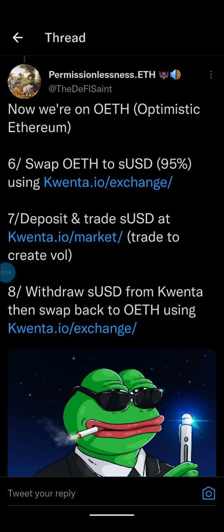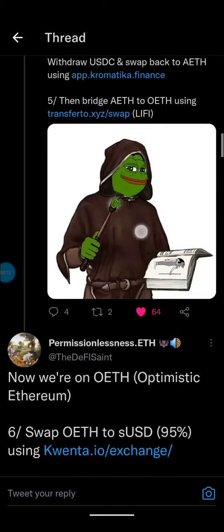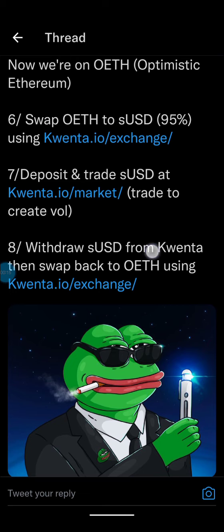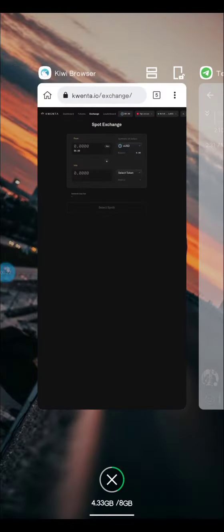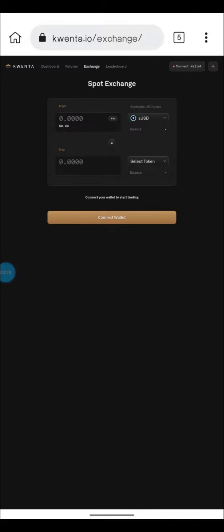Okay, so this is the mega airdrop strategy part 2. Last time we stopped at Kwenta exchange, when we were told to trade on the exchange to generate volume.